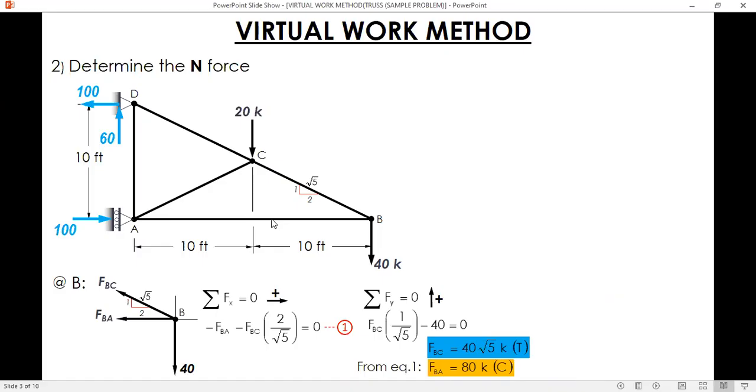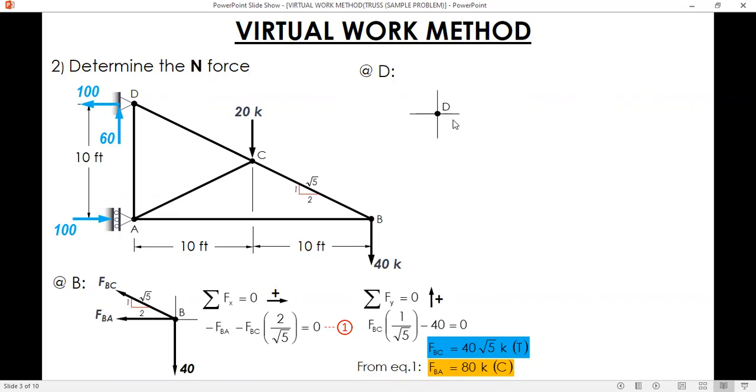Next, we proceed to any of the remaining joints since there are only two unknowns for each joint. Like for joint C, BC or CB is already known. So we only have CD and CA. So joint A, we only have two unknowns, AD and AC, since AB is already known. Or joint D. Okay. The more convenient joint is joint D, since the other forces are either horizontal or vertical. No need to get components.